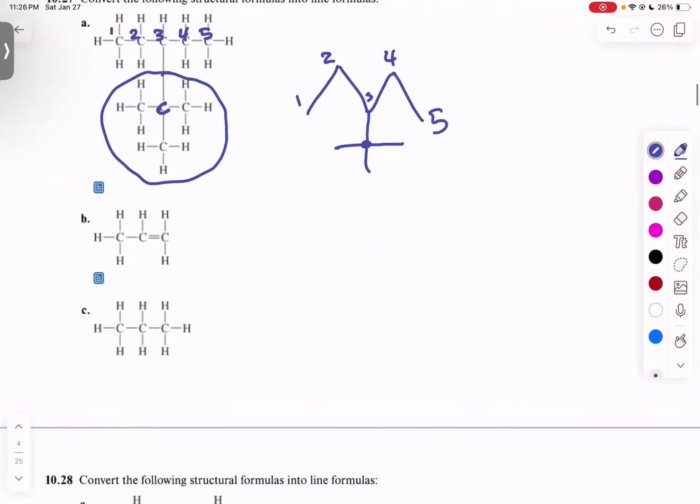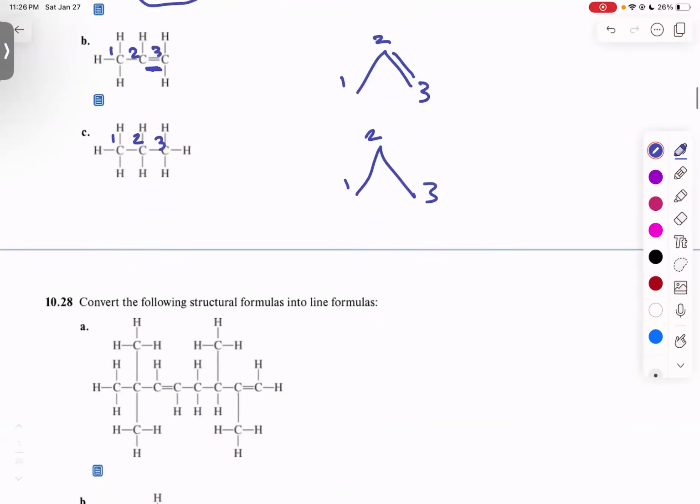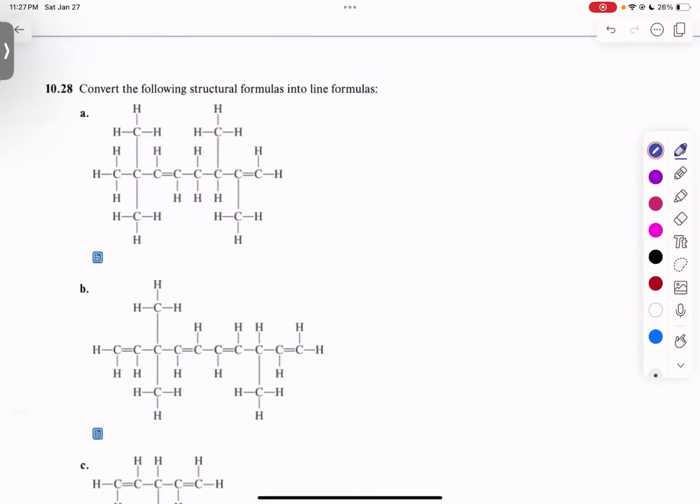So then B down here, we go 1, 2, 3. And then what we see is between carbon 2 and 3, we have a double bond. So you just put another line and that indicates a double bond. So the only difference between B and C is that B has a double bond, whereas C does not. It's the only difference. Still 1, 2, 3. Okay, same thing. We're going to do a few more. I think the last set.